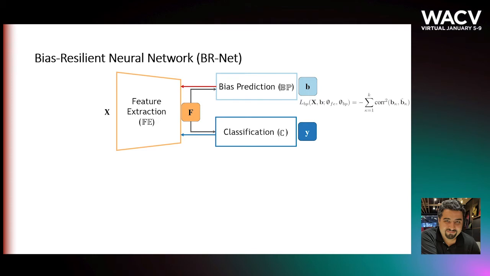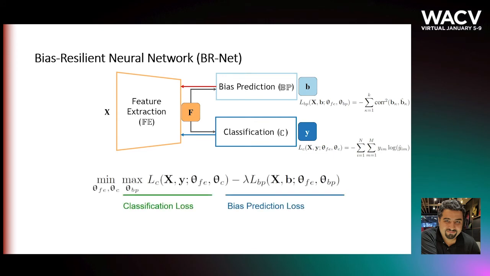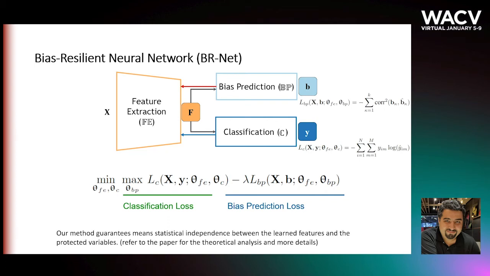We use a batch level loss function based on the correlation coefficient between the actual and predicted bias protected variables. The classifier uses a regular cross-entropy loss with an overall min-max objective like GANs. Our method guarantees mean statistical independence between the learned features and the protected variables using the proposed vanished correlation scheme. Refer to the paper for the details and the theoretical analysis.